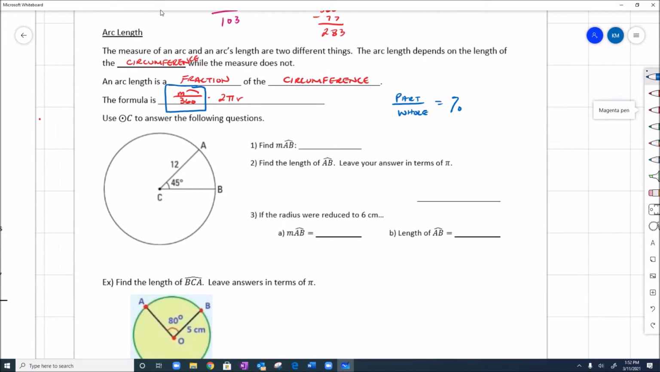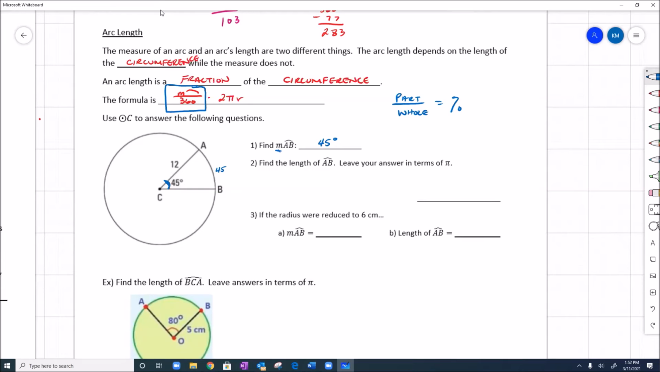It says use circle C to answer the following questions. Find the measure of arc AB. Here they're asking us for the measure. So when they ask us for the measure of the arc, we're looking for angles. Our central angle is 45. That means our arc is 45 degrees.